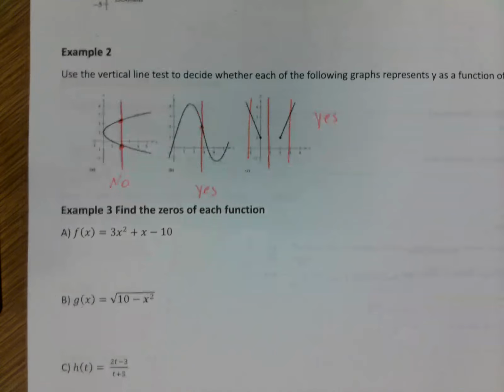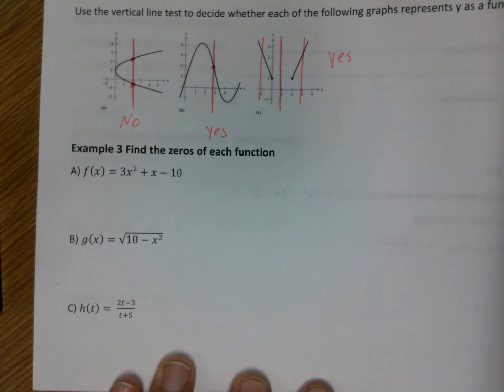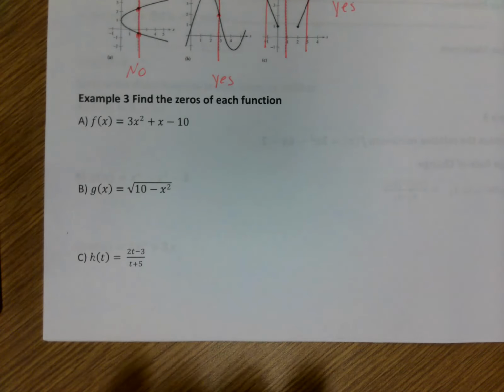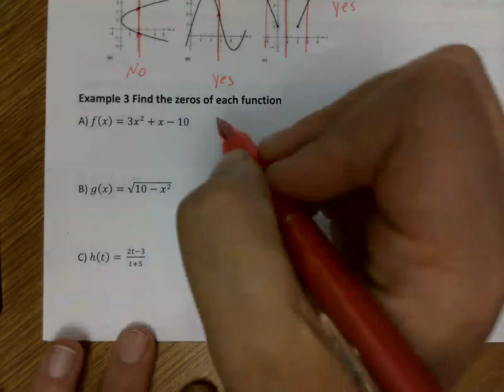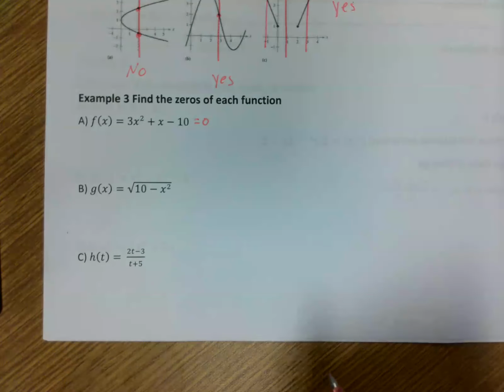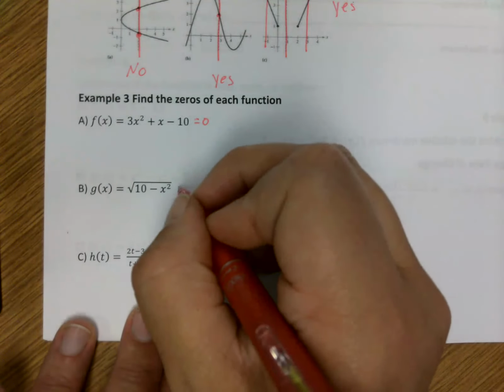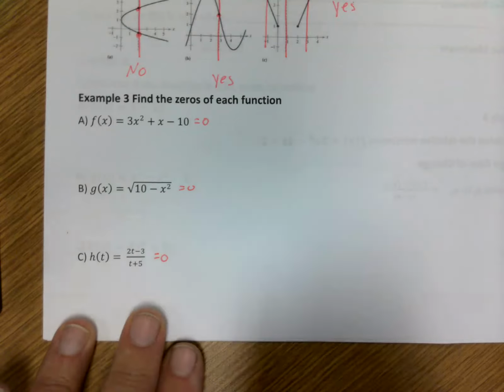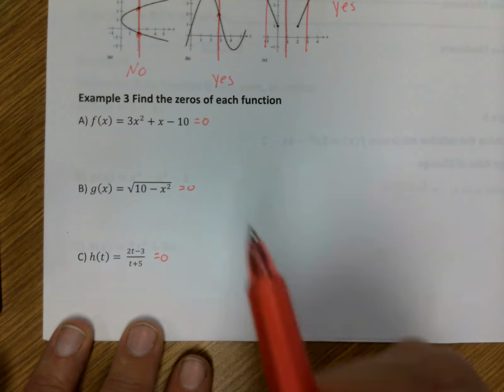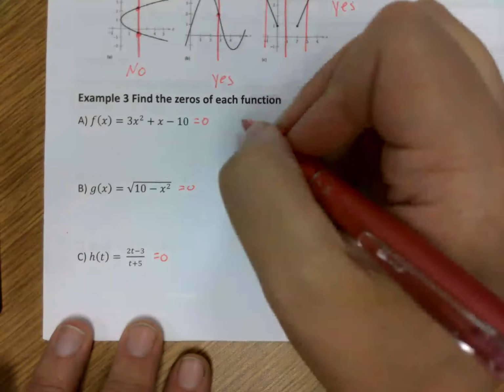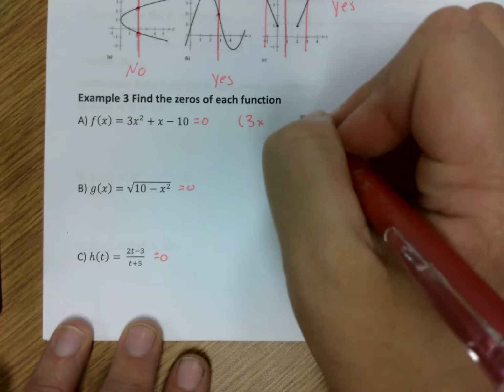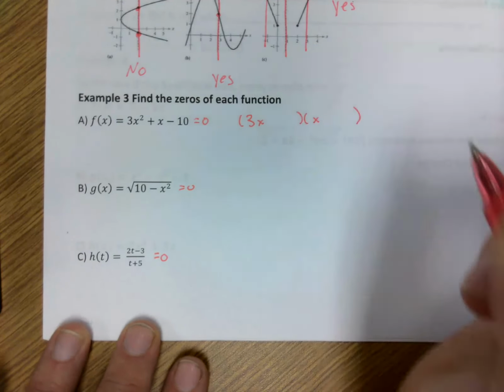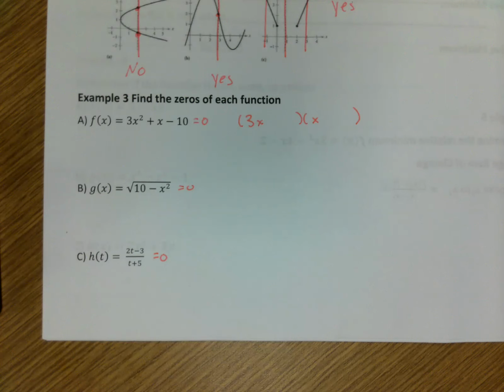So example 3, finding the zeros of a function. Now we've actually already been doing this. The zeros of a function are where it crosses the x-axis. Where it crosses the x-axis, that means this is equal to 0. And we've already been preparing for this problem because I can factor this. So two numbers that multiply to get 3, the only option is 3 and 1. So I have to find a pattern with 10. So -10, 2, and 5 probably.